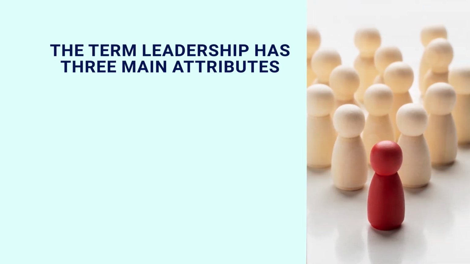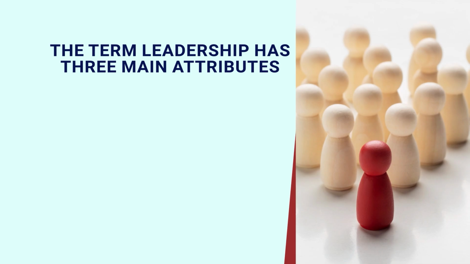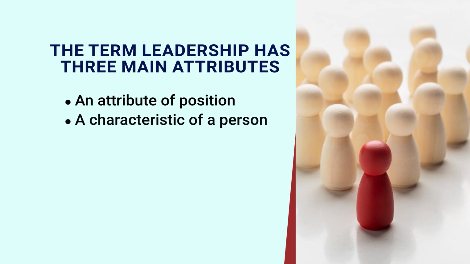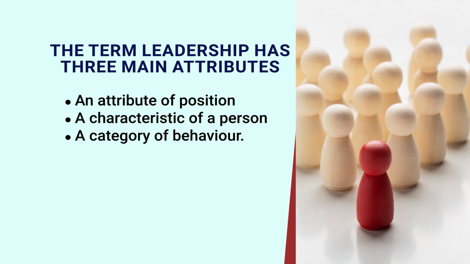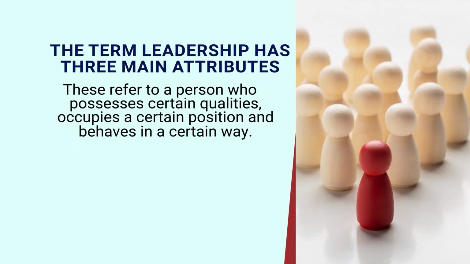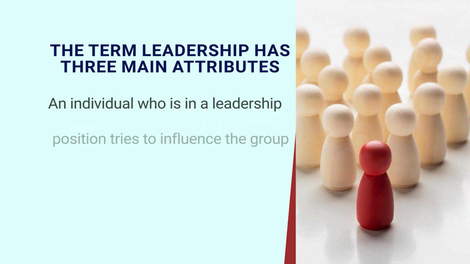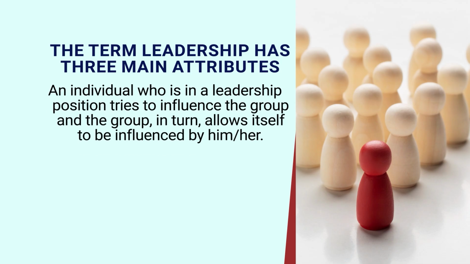Coming to the attributes of leadership. The term leadership has three main attributes, dear learners. These are: first, an attribute of position; second, a characteristic of a person; and third, a category of behavior. Let us see the details of these three attributes. These refer to a person who possesses certain qualities, occupies a certain position, and behaves in a certain way. An individual who is in a leadership position tries to influence the group, and this group in turn allows itself to be influenced by him or her.